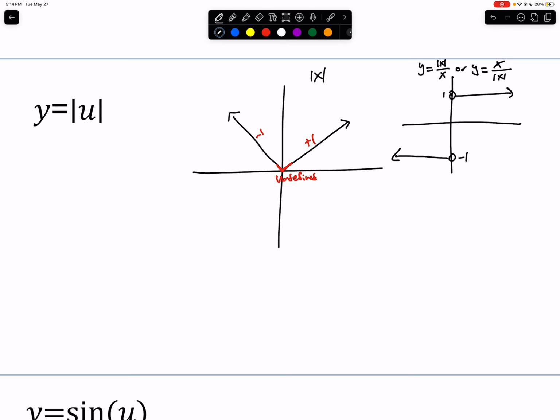This perfectly models the output, right, the slope at each point of the absolute value of x. If we think about 0 here, it's undefined. To the right of 0, if we think about 3, it's just going to be 1. If we think about negative 3, it's just going to be negative 1, right? Perfectly models this.